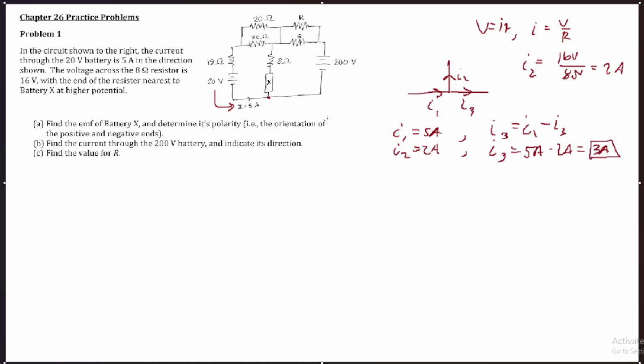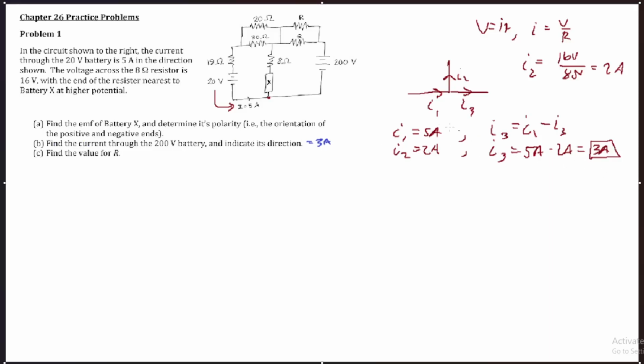And this actually answers our second question, because the current flowing through here is all the same. So the current flowing through the 200 volt battery is just 3 amps. Cool. So going back to question A, find the EMF of battery X and determine its polarity.